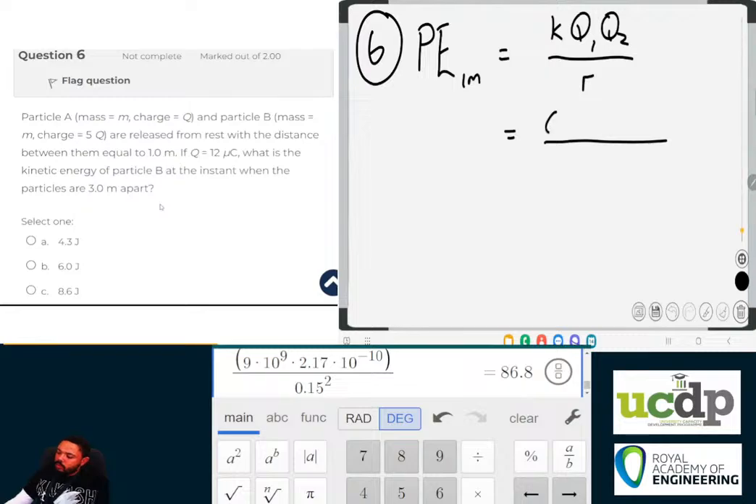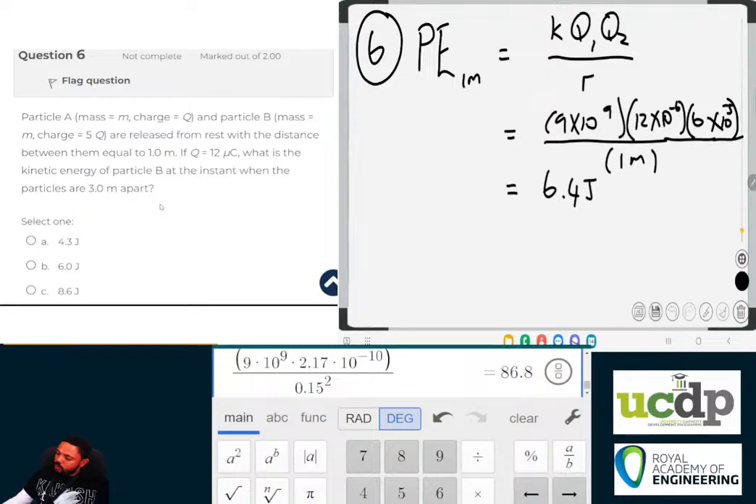So that's 9 times 10 to the 9 multiplied by the two charges. The q charge is 12 microcoulombs, and the other one is 5q, so 5 times 12 microcoulombs, and the product is 6 times 10 to the negative 5 coulombs squared, and the distance between them is 1 meter. Now the potential energy initially between them is 6.48 joules.